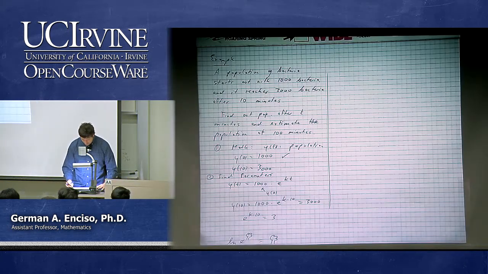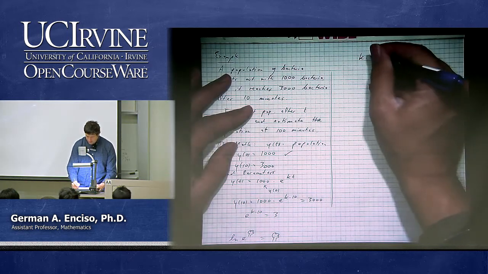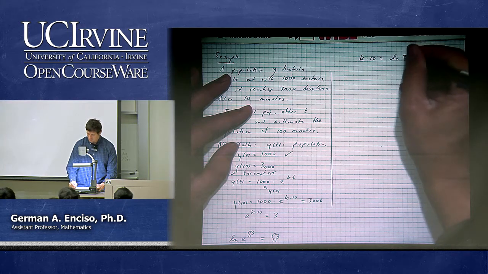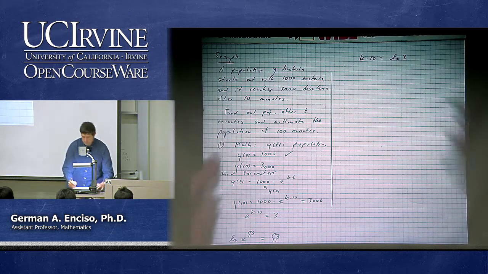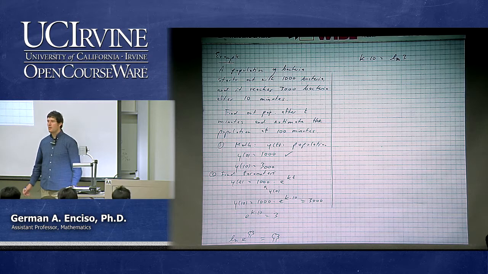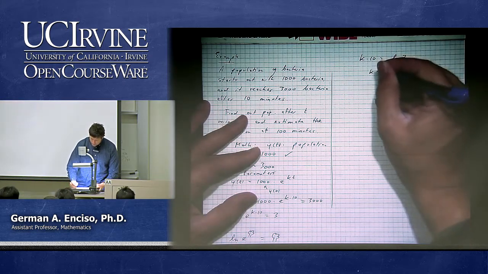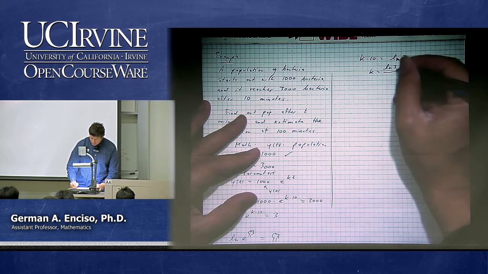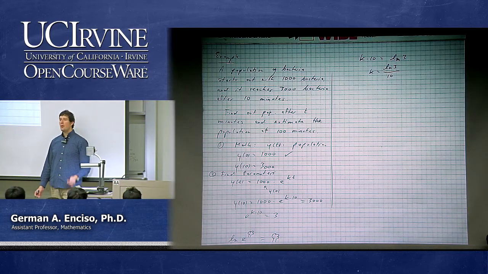And that means that k times 10 is equal to the natural log of 3. Natural log of 3. Awesome. And now what? Well, we just divide by 10, right? So k is equal to natural log of 3 divided by 10. Fantastic. So now we know k.